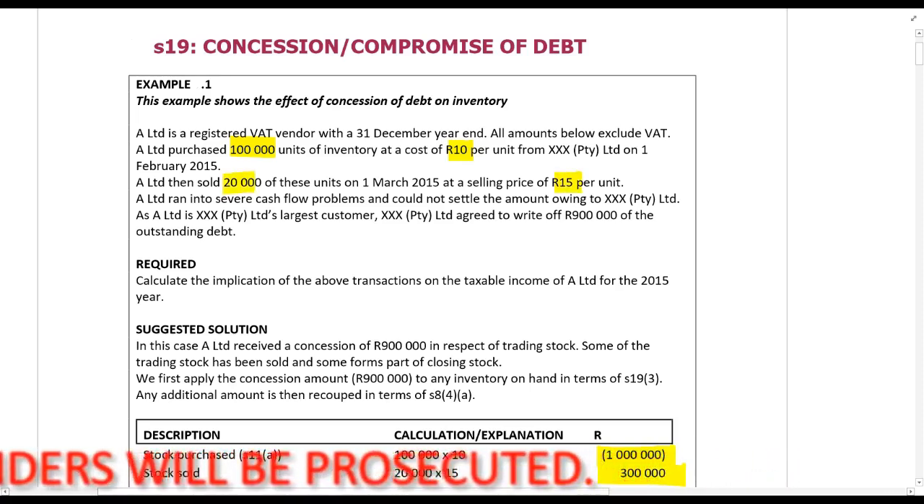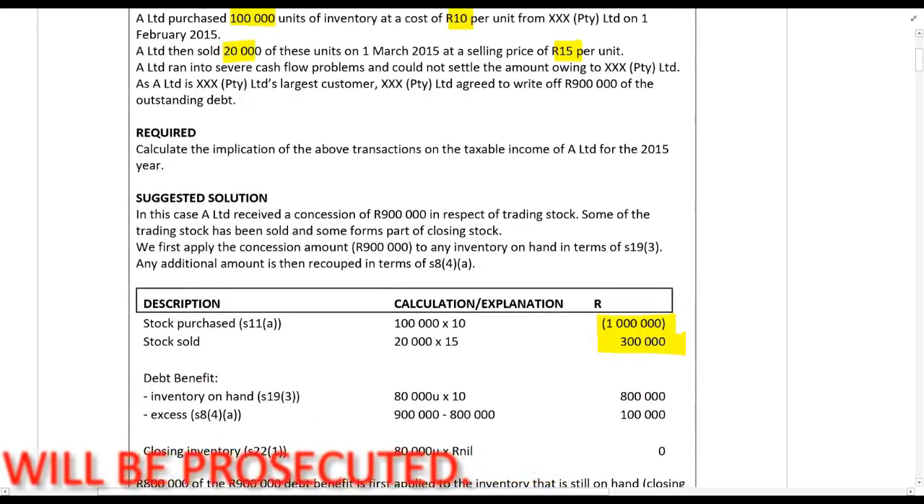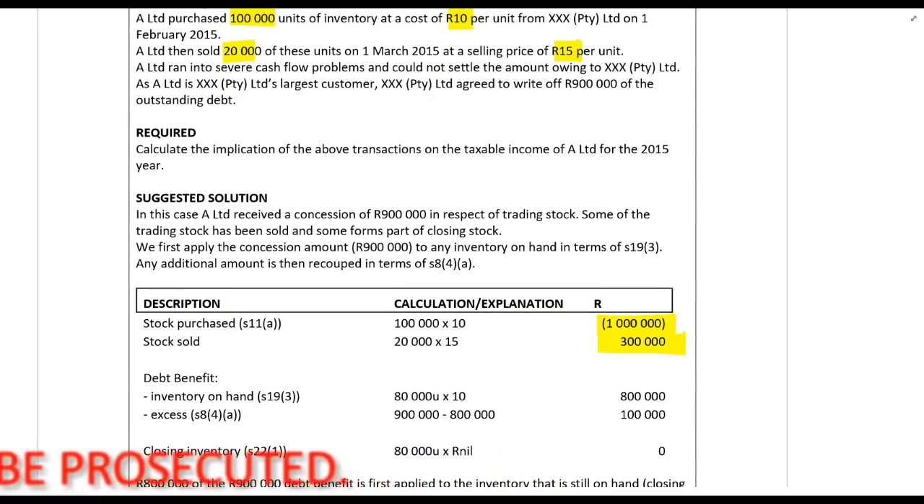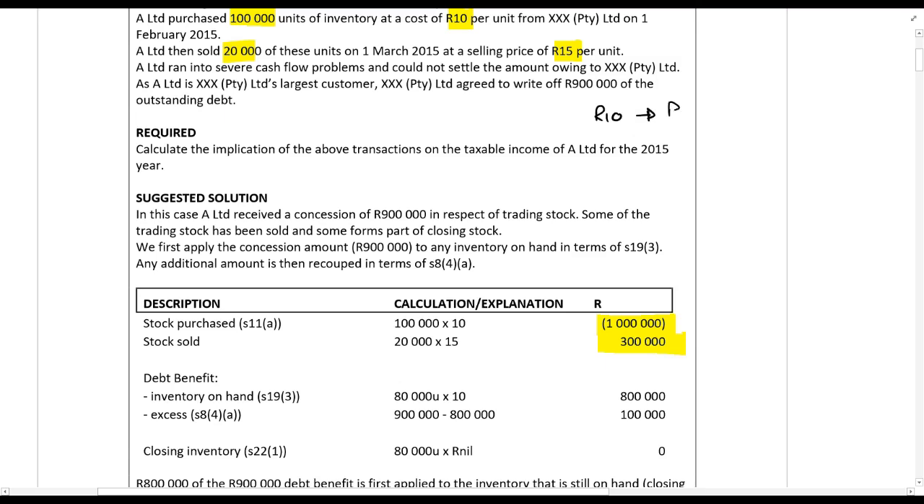A Limited ran into severe cash flow problems and could not settle the amount owing to the supplier, XXX, and they agreed to write off 900,000 rands off the outstanding debt. Now what I want you to understand is, if you think about it, our total cost was 10 rands per unit, which gave us a million rands, and now they're writing off 900,000 rands, it means they're writing off 9 rands a unit, basically. They tell you to calculate the implications.